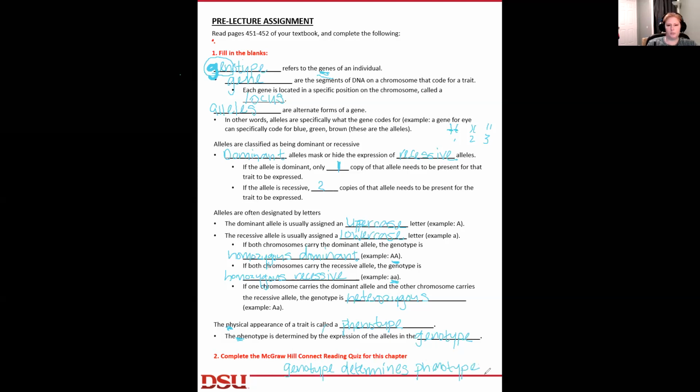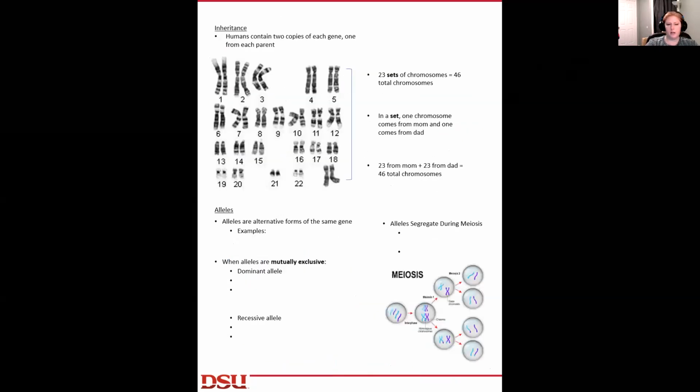So it's that mix, which mix of dominant and recessive alleles you have, that determines how you look. And not just how you look, but how all of the different organs and systems in your body function. Okay. Let's go ahead and talk about some of these basics.